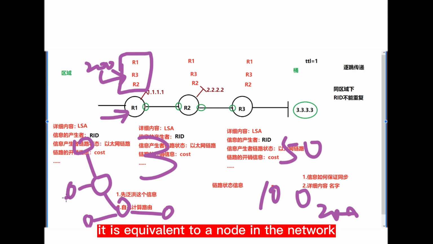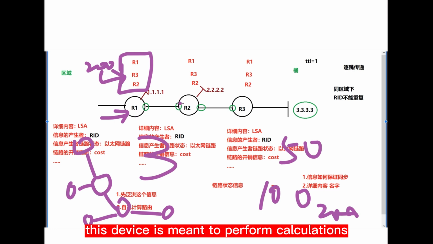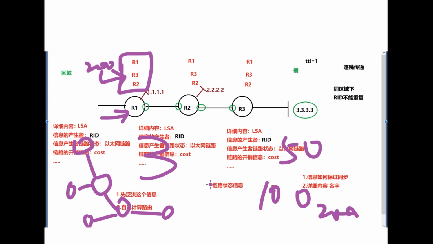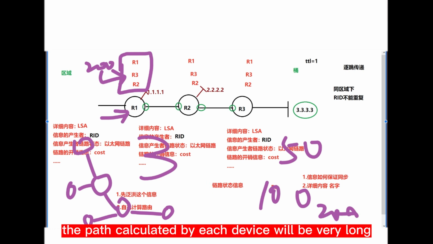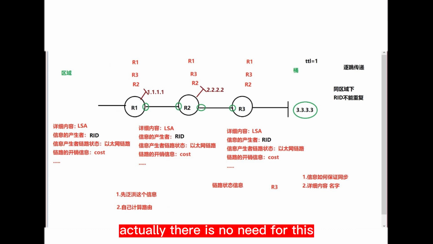It is equivalent to a node in the network. This device is meant to perform calculations. If the number of devices is very large, the path calculated by each device will be very long and very complex. For equipment, it will have a higher load. Actually, there is no need for this. We're going to divide the area.